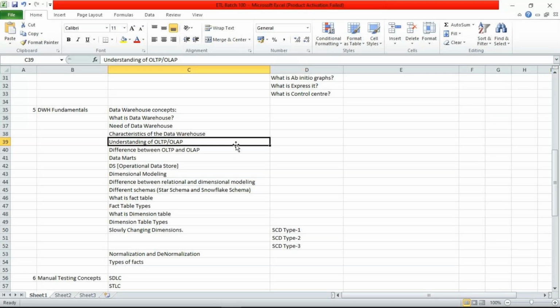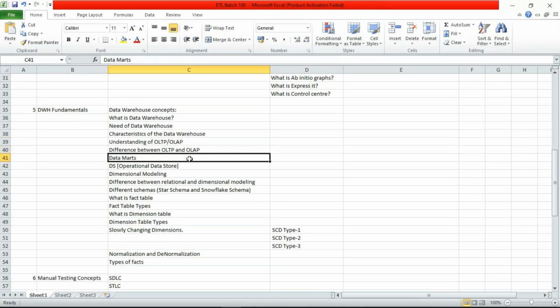Once I start talking about data, I'll try to segregate online transactional processing and online analytical processing. Now, if I start explaining, you'll not get it. Once I start talking about ETL and actual data, then I'll try to segregate between these two. So, the difference between OLTP and OLAP.